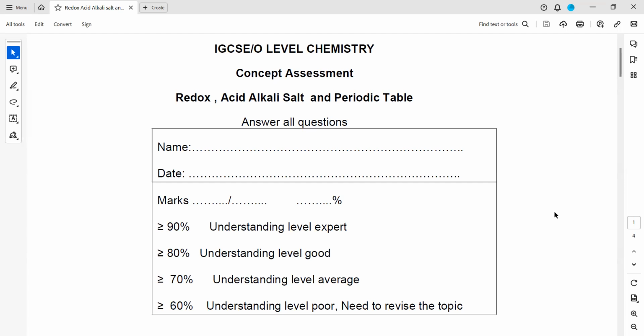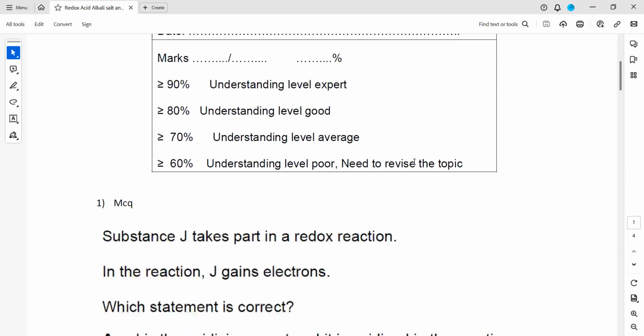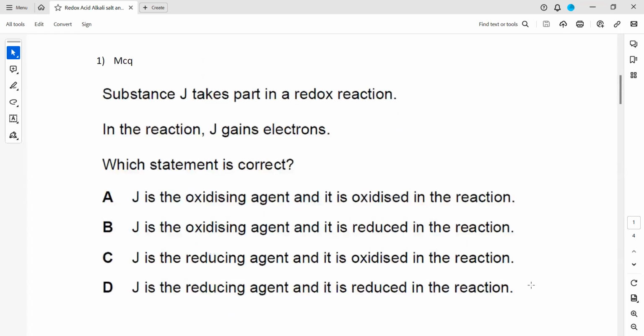So this one is a pop quiz related to the acid, alkali, salt, and periodic table topics. In the first one, substance J takes part in a redox reaction. What is the meaning of a redox reaction? A reaction in which both oxidation and reduction take place. We call it a redox reaction.